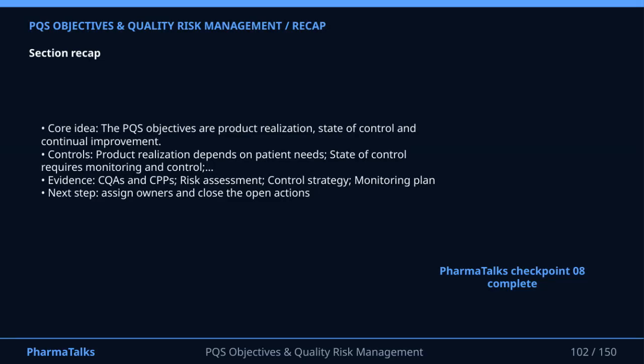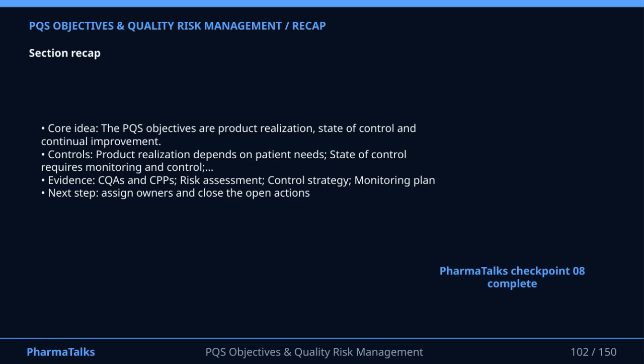Let's review the key points around PQS objectives and quality risk management. The core idea centers on three main objectives: product realization, maintaining a state of control, and driving continual improvement. Product realization is all about meeting patient needs effectively.